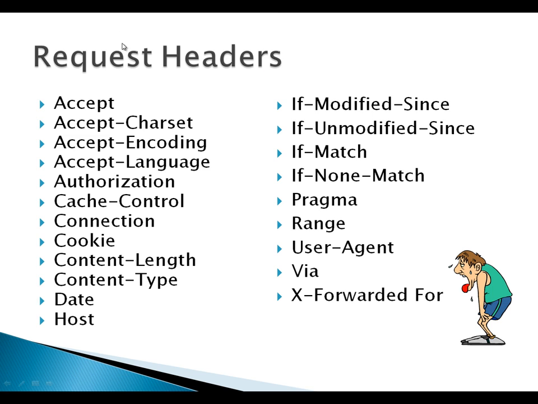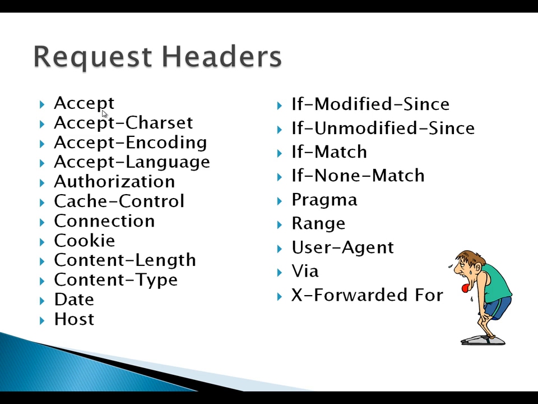Next header is Accept-Charset. That means what are the different character sets that are acceptable. One example would be Accept-Charset colon UTF-8. So the headers are typically name value pairs which are segregated by a colon in between. So if you are viewing the header, it will be like Accept-Charset, then colon, then UTF-8.